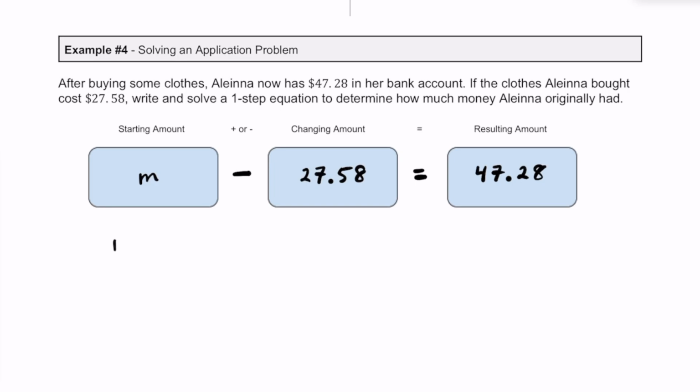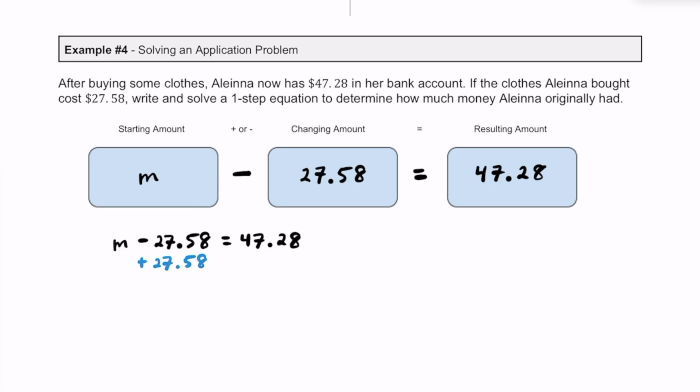So let's go ahead and see if we can use what we have been practicing and learning here to figure out how much Elena had before she bought these new clothes. So I'm just gonna go ahead and write down the equation. And how are we going to solve this? Well, what's our operation? Our operation is subtraction. What's the inverse operation? The inverse operation for subtraction is addition.